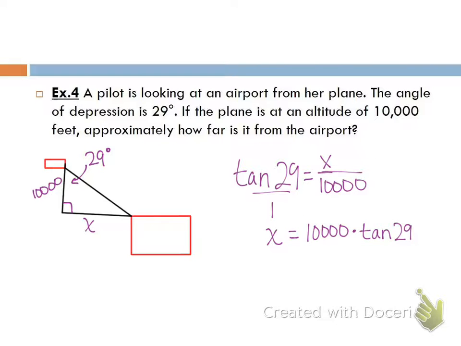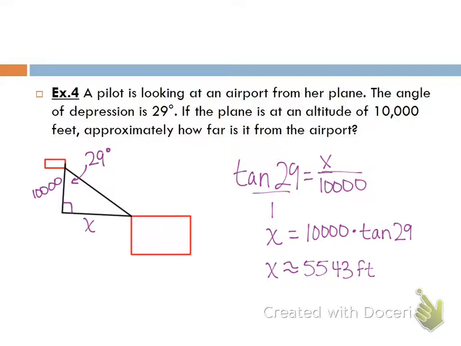Okay, if that's across from the 29-degree angle, that means I didn't draw my picture to scale, but that's fine. So if it said approximately, let's just round it to the nearest foot. So 5,543 feet. Remember, it doesn't really matter what your triangle looks like. Obviously, my side that was labeled with an X looks longer than my altitude, but that just means I didn't draw it to scale, and that's fine.